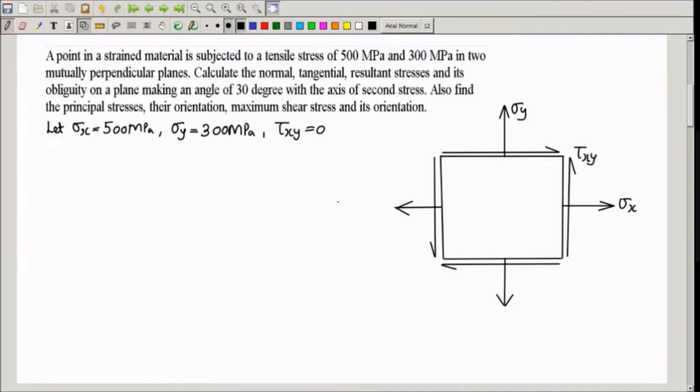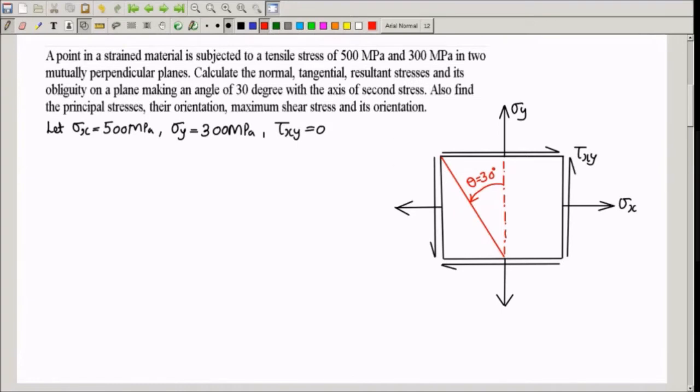So what we have to find out? We have to find out normal, tangential, resultant stresses and its obliquity on a plane making an angle of 30 degrees with the axis of second stress. Axis of second stress means sigma y. First stress is sigma x, second stress is sigma y, and this is the axis of second stress. And the plane is making 30 degrees with this axis, so the plane is somewhere here. As I say, this is the plane. And a 30 degree positive angle should be measured counterclockwise like this. So this is theta.